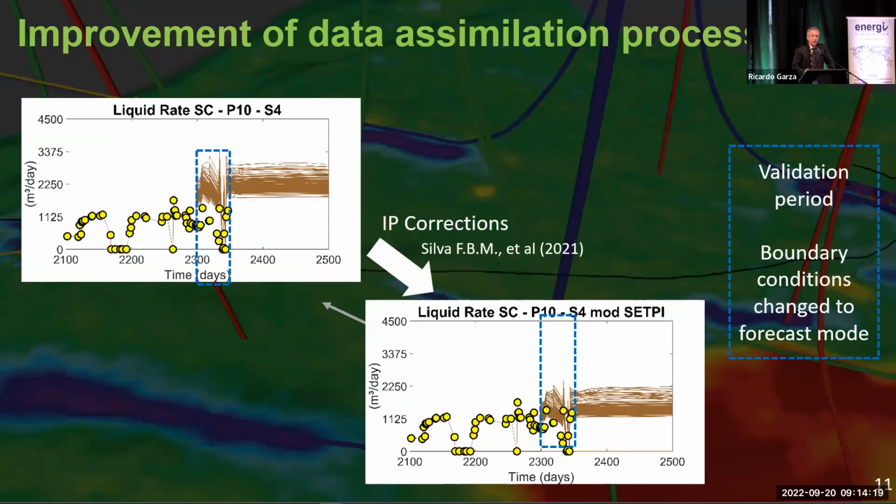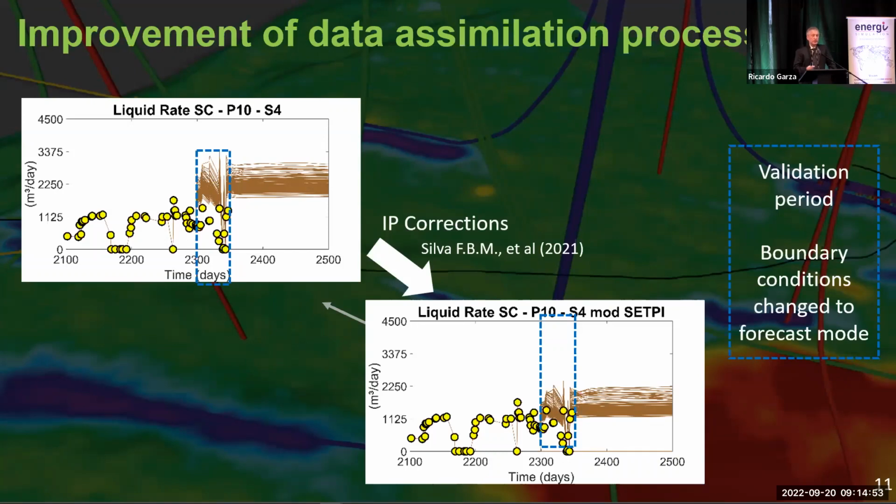We can do the same in probabilistic models, as we can see here. On the left, we have the figures of another real case in Brazil. We have one well, and the past, which is below 2,000 and 1,300 days, honors the past perfectly, and the history matching procedure is working perfectly. But if you go into the validation period, where we use the history data in the prediction mode, in the forecast mode, the errors are very big and the models don't behave very well. We have to correct this.